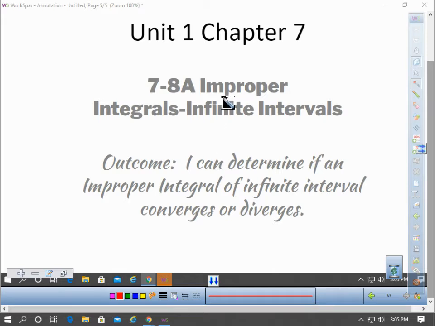So this first one's called improper integrals. We've never evaluated an improper integral before. All right, so we've never done an integral and how to do an antiderivative of something that is improper. So we need to talk about what that means too. All right, and the first type of improper integral we're going to look at is called an infinite interval. That means we're integrating something over an interval that is infinite.